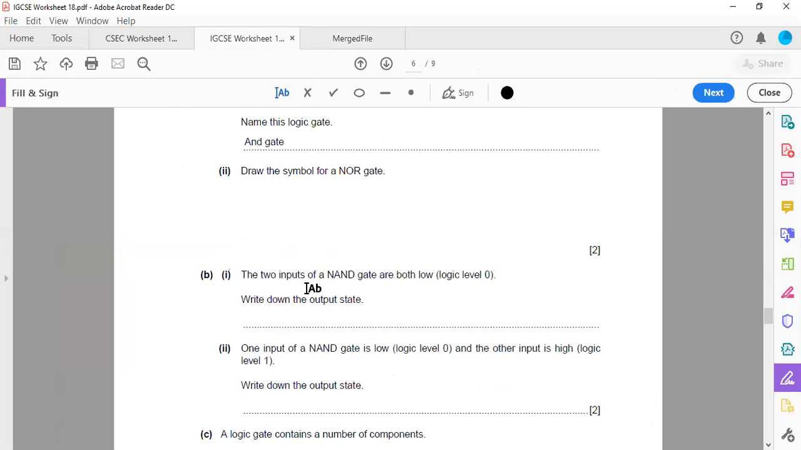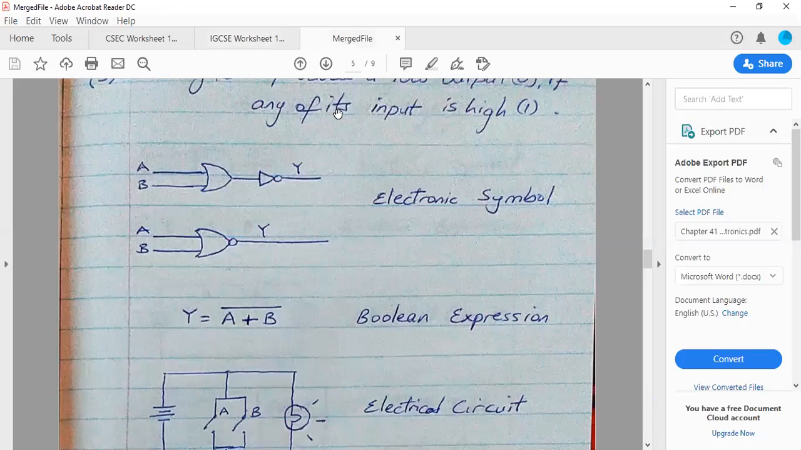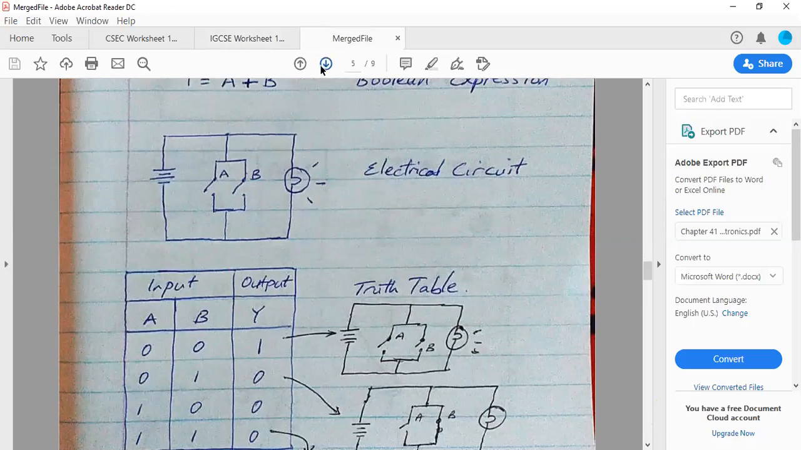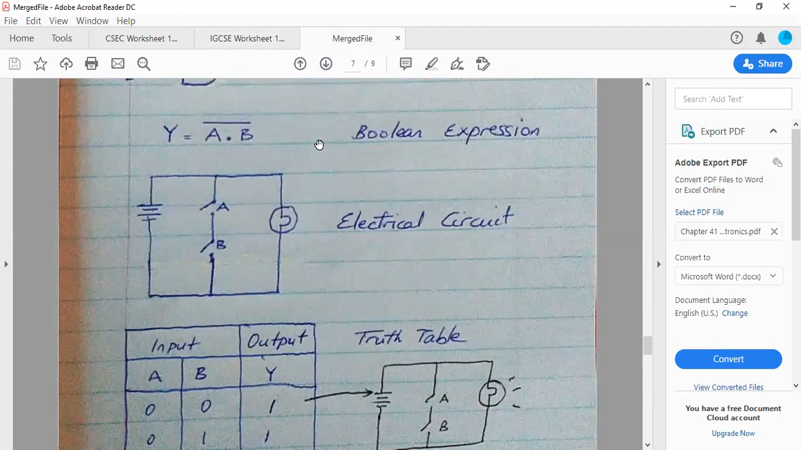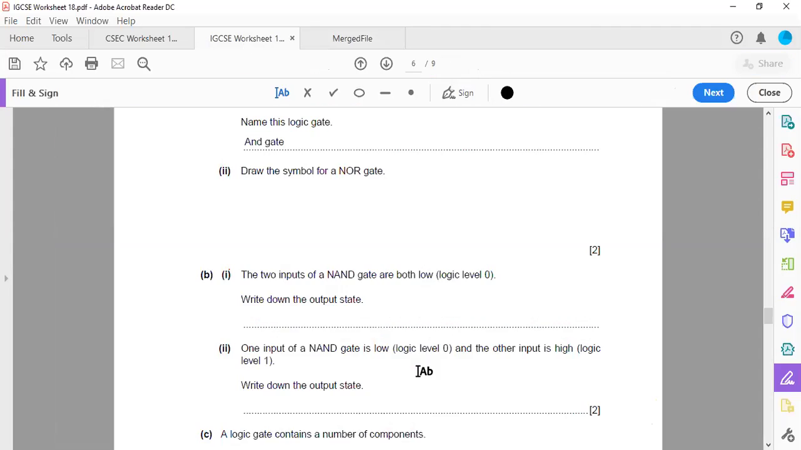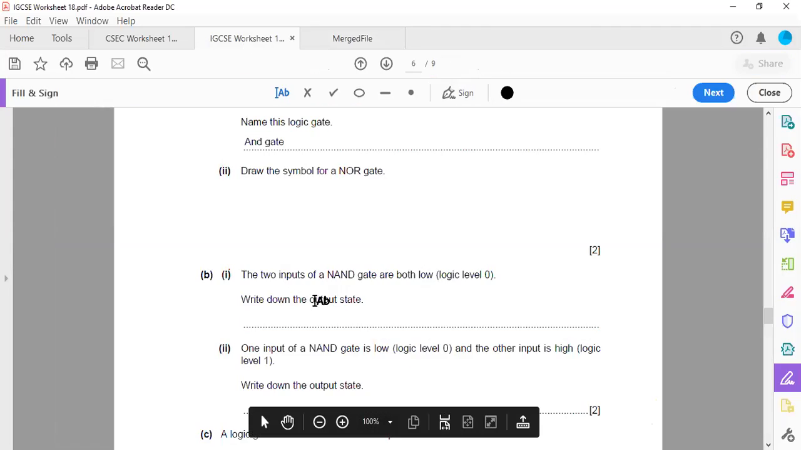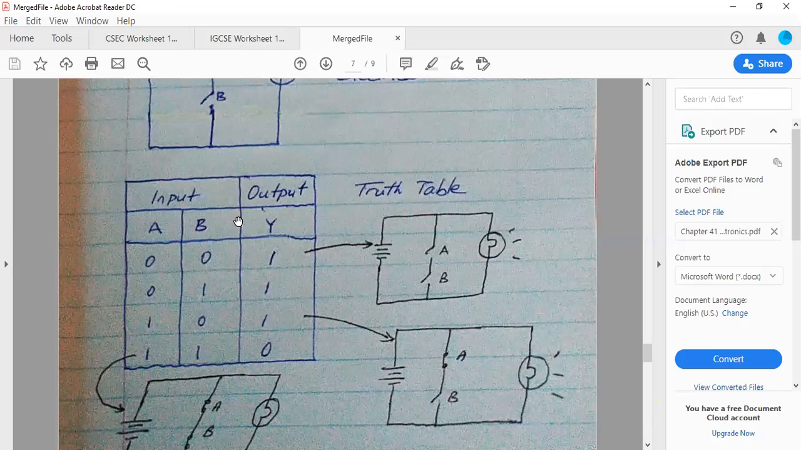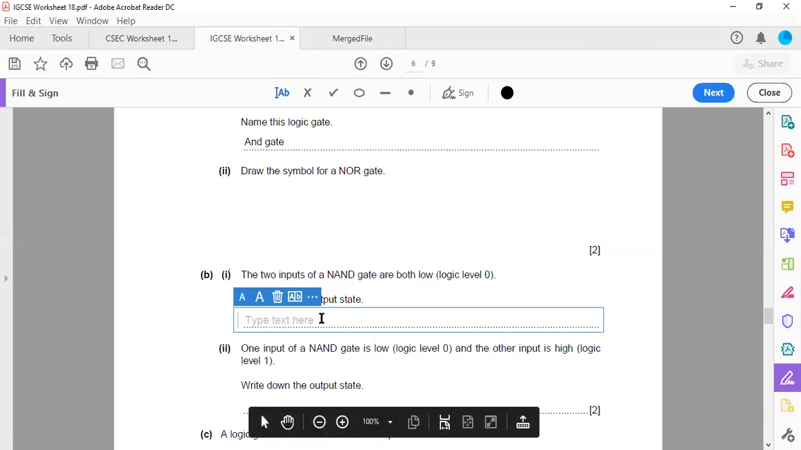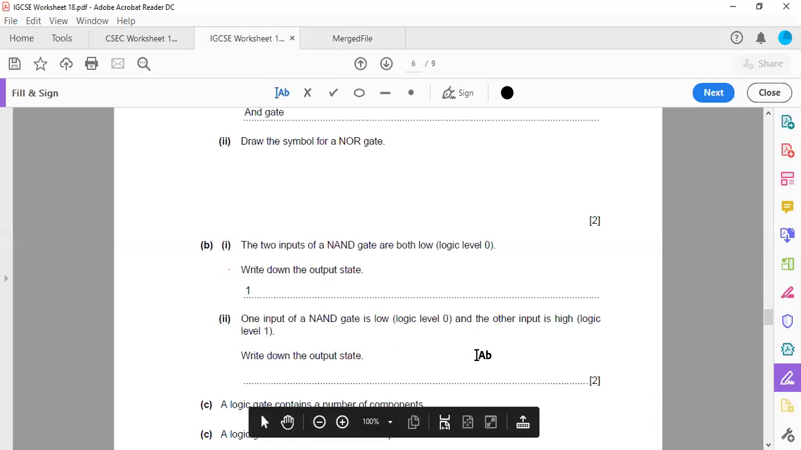Alright, here. They say the two inputs of a NAND gate are both low or zero. If the two inputs are both zero, what's going to happen to a NAND gate? Write down the output state if both inputs of the NAND gate are both low or zero. So when both of them are zero, what happens? You get an output of 1. So your output state should be 1.